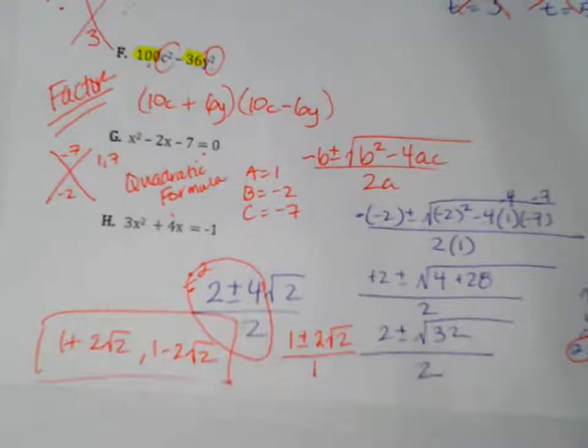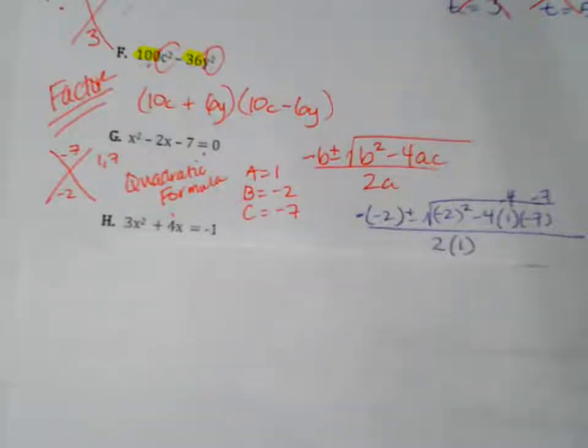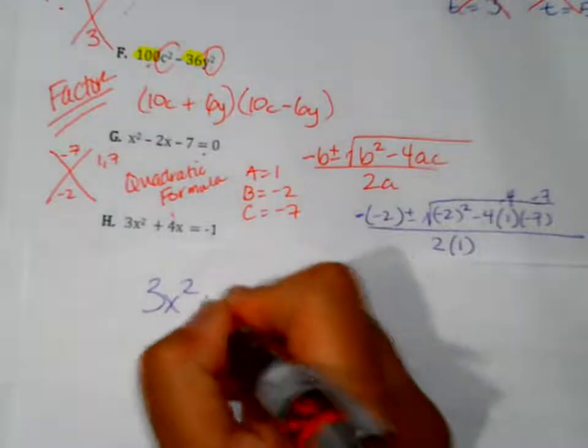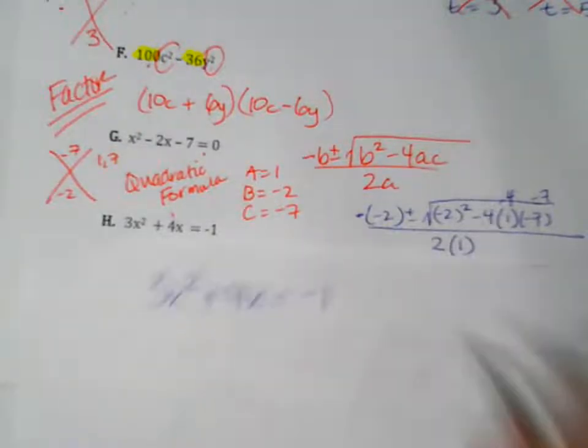I'll get another sheet of paper so we can work on H. I gotta find more paper. Okay, so let's do H, our last one. I'm gonna write it on its own up here. It is 3x squared plus 4x equals negative 1.